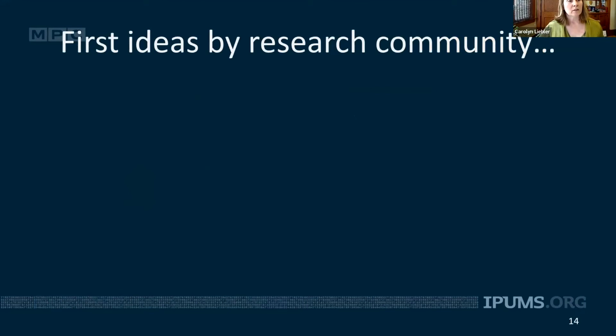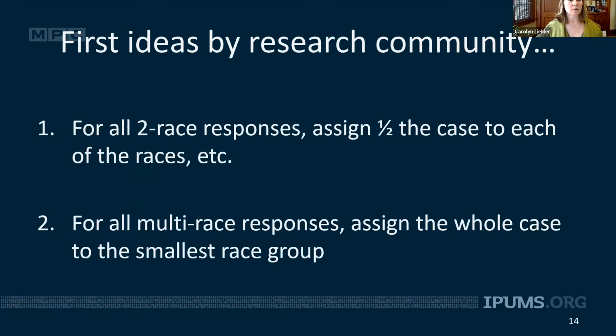So this change was made in 1997 in time for the 2000 census. And when the 2000 census was first coming out, the research community had some ideas of what to do with these 127 categories. How are we going to deal with this? Alone or in combination is not the best solution for most statistics. So two of these options, I'm going to say, they're a nice try, but in the end, they're not a good idea.